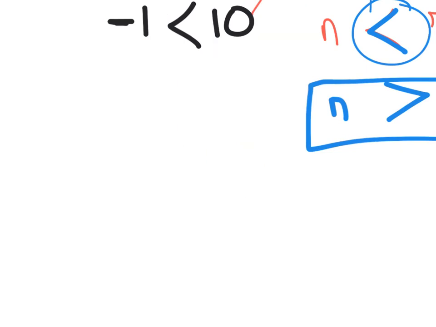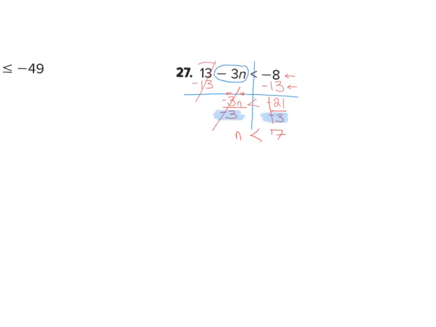Okay, so hopefully you understood that. If you didn't, that is okay. You just need to remember that when you are multiplying or dividing by a negative with an inequality, you have to flip the sign. All right, we're going to wrap up with 2 more examples today.